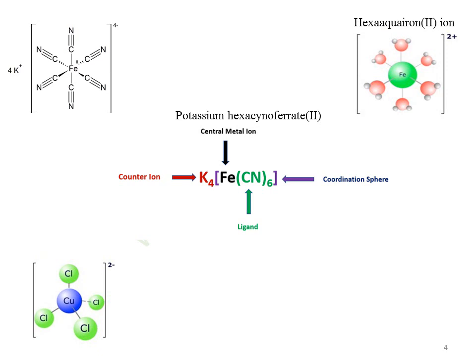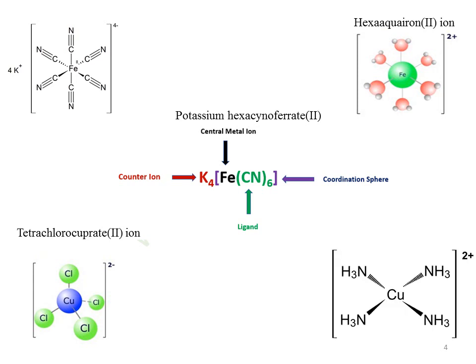This is an example of a copper compound in which copper is surrounded by 4 chloride ligands. The name of this compound is tetrachlorocuprate 2 ion. This is a tetrahedral compound, tetrahedral geometry of complex. Next is the copper +2 compound surrounded by 4 ammonia ligands. The name of this compound is tetraamminecopper 2 ion. In both of these compounds, the copper is in +2 oxidation state.